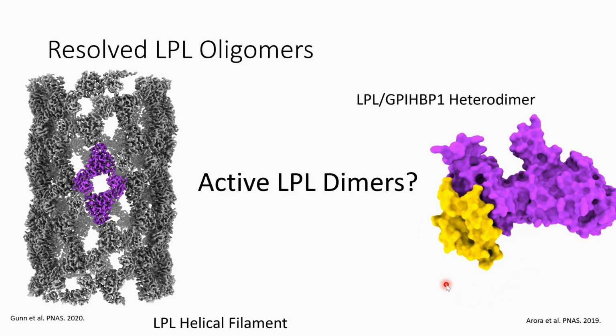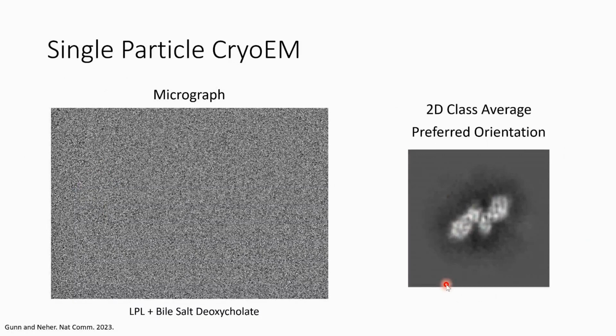And so in order to generate a sample of LPL that was homogeneous and did not have any helical filaments in it, I treated LPL with the bile salt deoxycholate. And this generated a homogeneous sample that we were able to freeze into cryogrids. And you can see an image of what that looks like here.